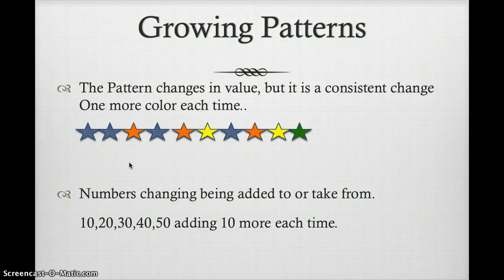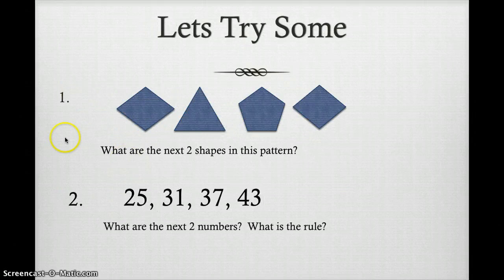All right. Let's go ahead and you guys try these two for home and bring them in tomorrow. So you have a square, a triangle, a pentagon, a square. So then what's going to be the next two shapes in this pattern? And then for number 2, 25, 31, 37, 43. So what are the next two numbers in this pattern? So what's our rule for this one? So when we're looking at the numbers, we always want to find the rule that it's going to be.